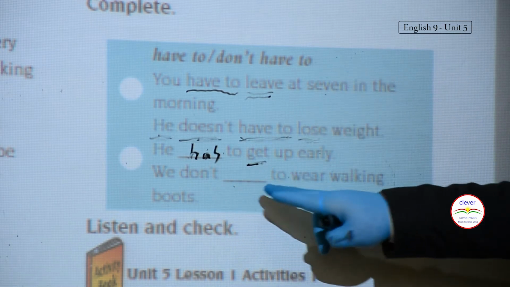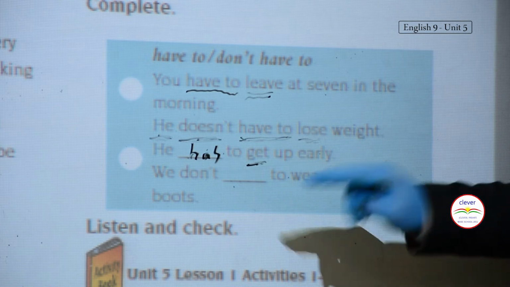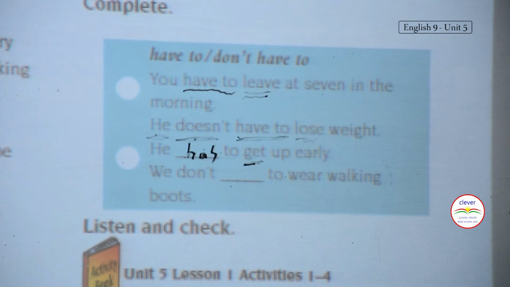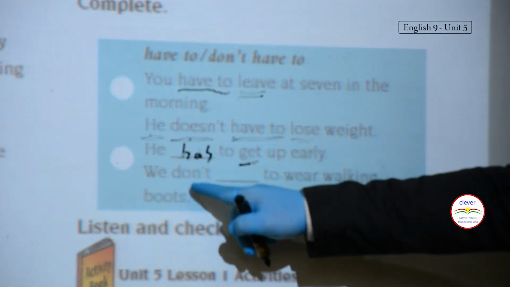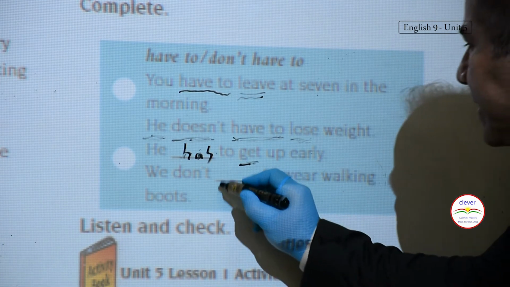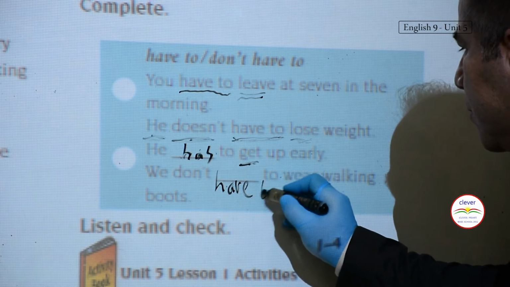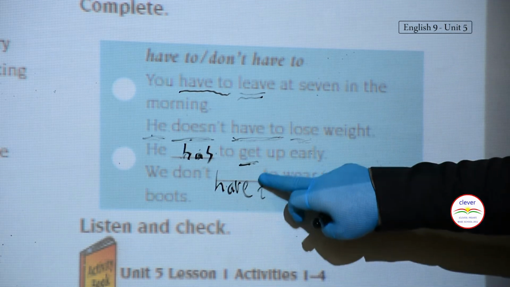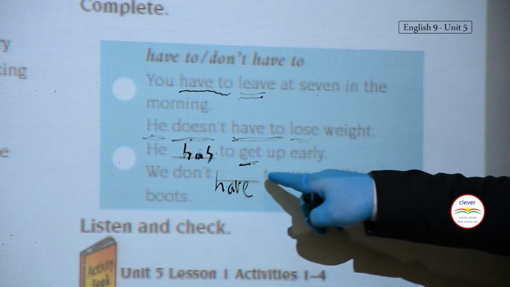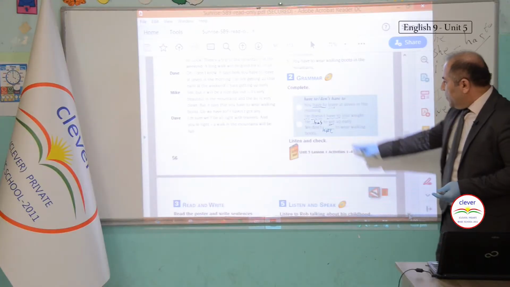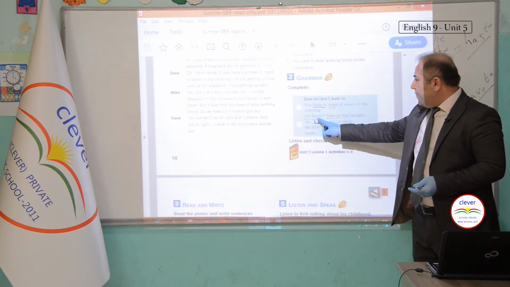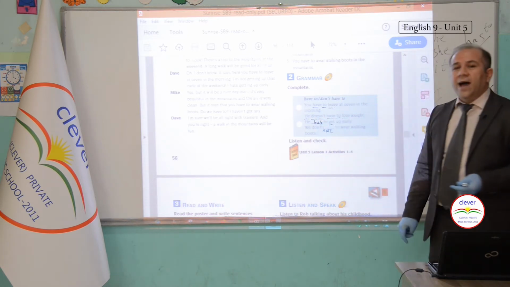So, we don't dash to wear walking boots. Good. What do you see? We have don't here. After don't, we must write have to. Why have to? It is not necessary to write to here, as I told you before. So we don't have to wear walking boots. You see? Again, I told you after don't, after doesn't, we must use have all the time.